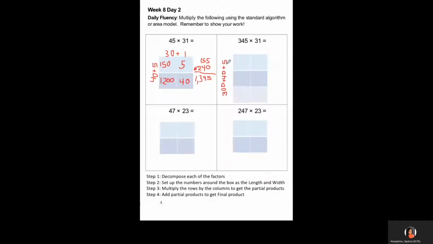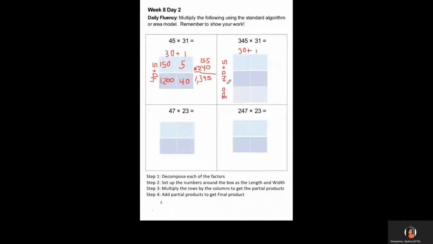All right. So this row here is going to be 300. This row is going to be 40, and this row is going to be 5. All right, this column is 30 plus 1. So we have 300 plus 40 plus 5, which is 345, times 30 plus 1. So our length here is 31, and our width is 345.